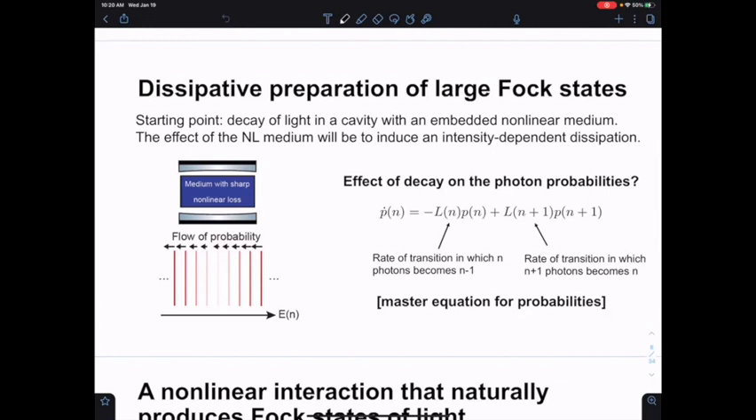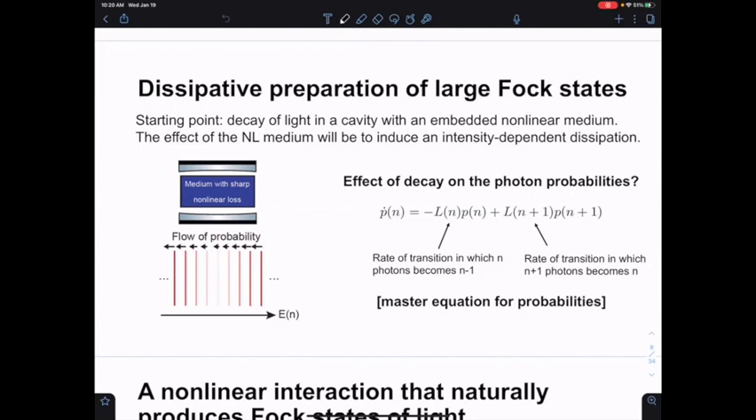And in order to understand what kind of intensity-dependent dissipation is needed, we need to understand the effect of dissipation on the probability distribution for photons in the cavity. So I'm going to introduce this quantity P of n, which is the probability that the cavity has n photons. For a Fock state, P of n is going to be a Kronecker delta function. It will be 1 for some photon number n naught, and then 0 for all other photon numbers. And for coherent light, it would be something like the Poisson distribution, and sub-Poissonian light would be somewhere in between the Poisson distribution and the Kronecker delta.